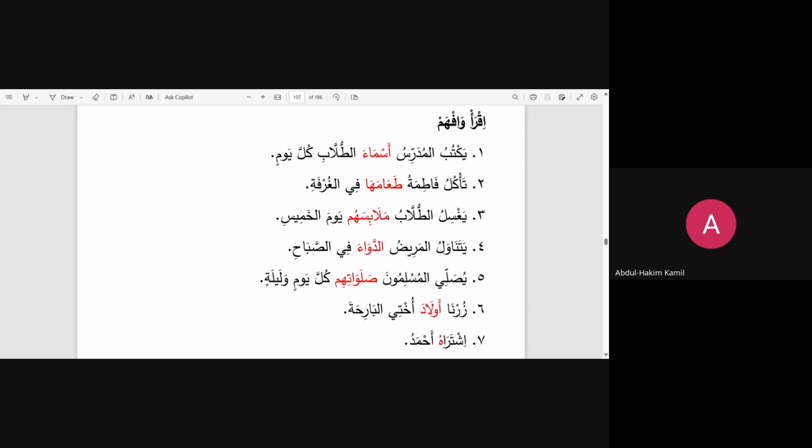Ta'kulu Fatimatu ta'amaha. For Fatima, akil; for the food, ma'kul, maf'ul. The food didn't do anything. The food's not the fa'il. The food was just sitting there minding its business. So the maf'ul bihi didn't do anything. Something happened to it. The action came on it.